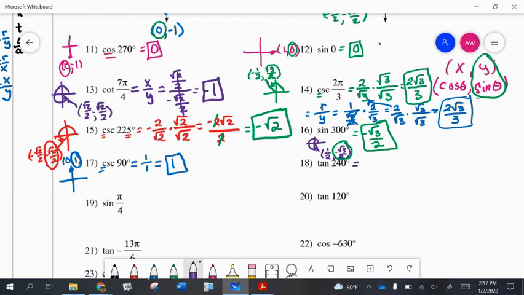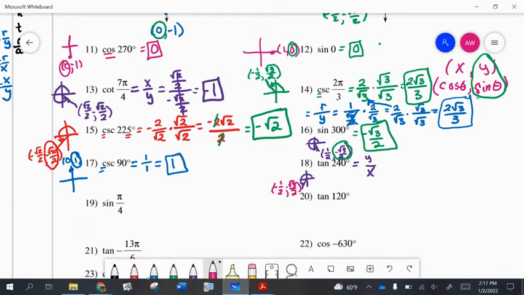Okay, tangent of 240. Tangent we know is y over x. So I've got to think about what my coordinates are at 240. Now, I know you've got your unit circle handy and you're tempted to just look at it, but I still like to think about it and generate it, because you won't have it with you when you're taking the quiz.